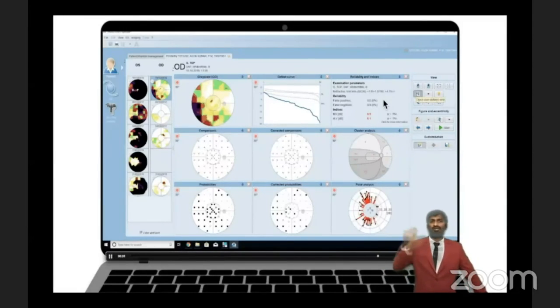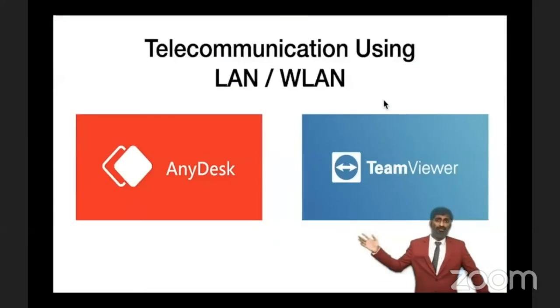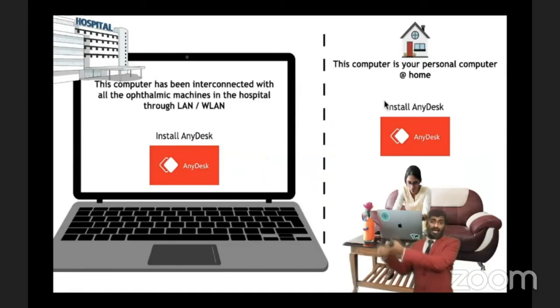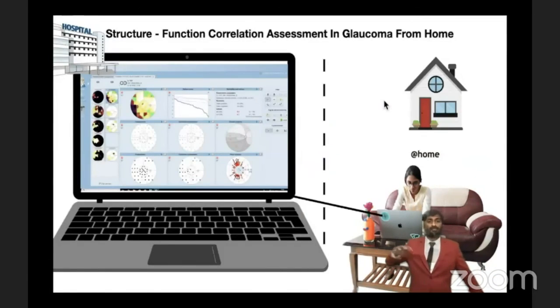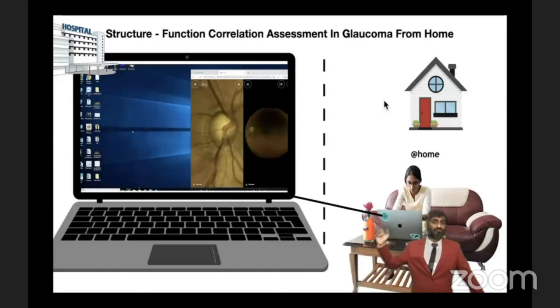You don't need to keep on taking multiple printouts. And the role of this LAN and telemedicine, as mentioned in one of our papers, make sure you install AnyDesk or TeamViewer in the system that is having this particular LAN or WLAN connection. And then you install the same AnyDesk or TeamViewer in your personal computer at home. Now it's screen share and screen mirror. You can access all the files remotely. So the structure function correlation assessment can also be done from home.